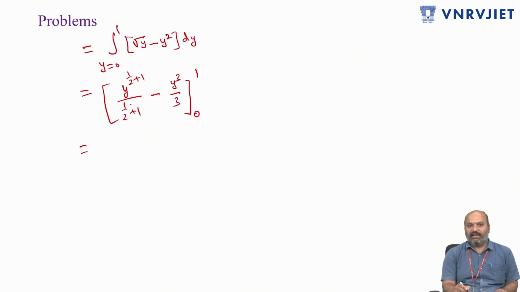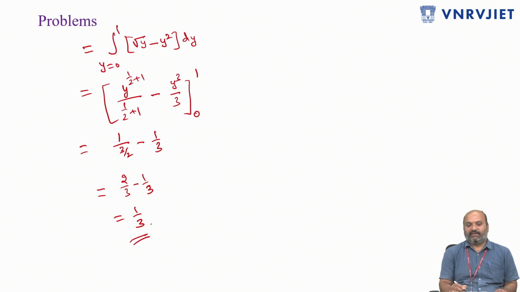Now, instead of y, we substitute 1 and 0. If you substitute 1, 1 to the power of anything is 1. So 1 divided by (1 by 2 plus 1), which is 3 by 2, minus, for y equals 1, 1 by 3. Substitution of the lower limit, y equals 0, gives no contribution. The reciprocal of 3 by 2 is 2 by 3, so 2 by 3 minus 1 by 3 is 1 by 3.